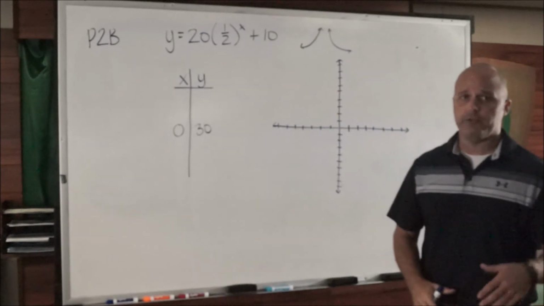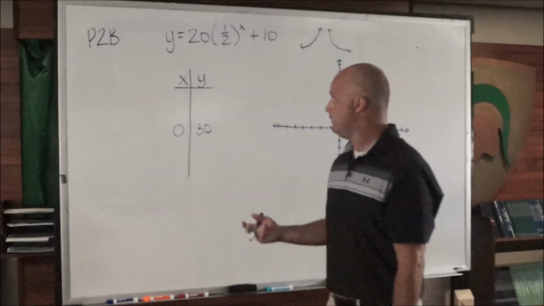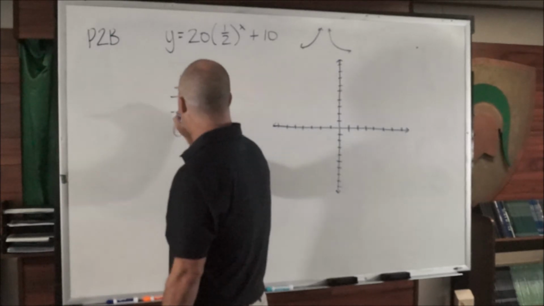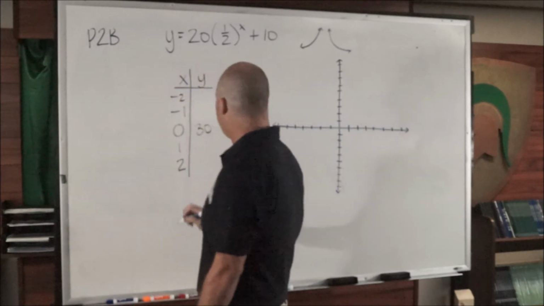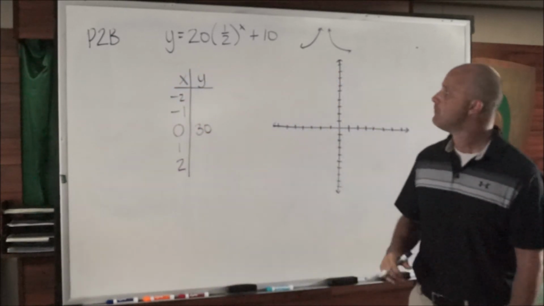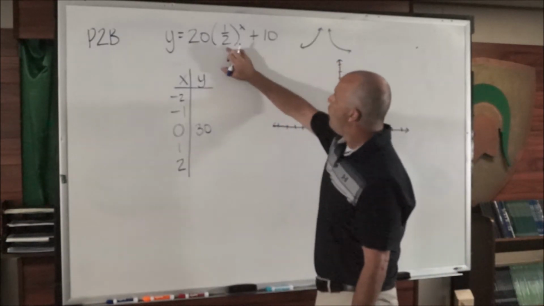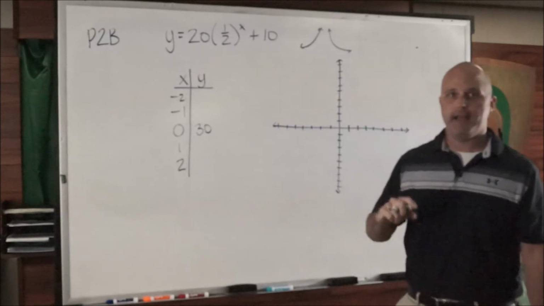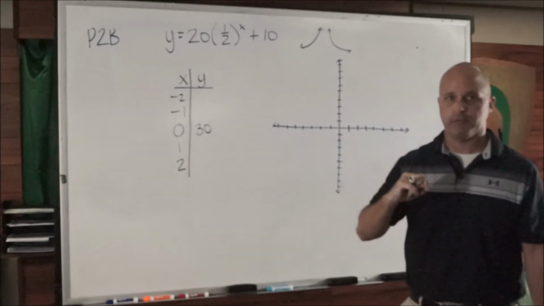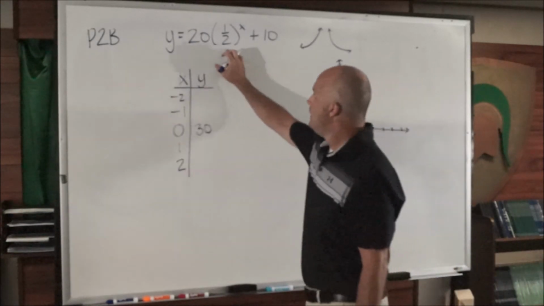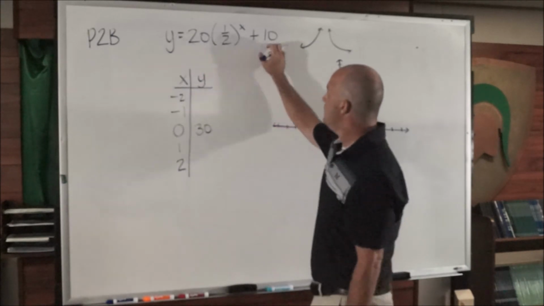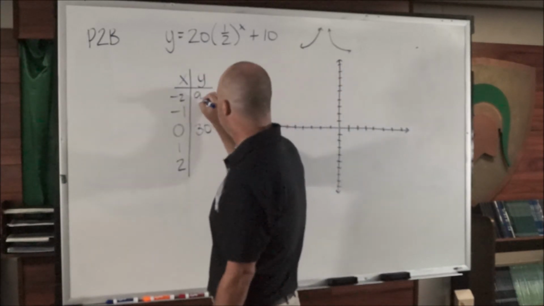Now I want to go ahead and do -2, -1, 1, and 2 to see what my other values will be for when I go to plot this on the graph. So if I plug -2 in here, I get 1/2 to the -2nd. Well, that negative exponent is going to flip it. So it's going to become 2 squared, which is 4, times 20, which is 80, plus 10, which is 90.